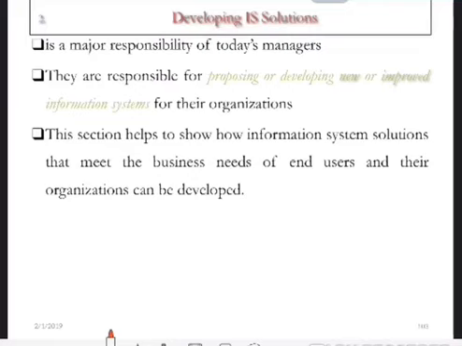They are responsible for proposing or developing new or improved information systems for their organizations. Developing a new system or improving the existing one is the main responsibility of today's managers, both top level managers and information system managers. So this section helps to show how information system solutions that meet the business needs of end users and their organizations can be developed.